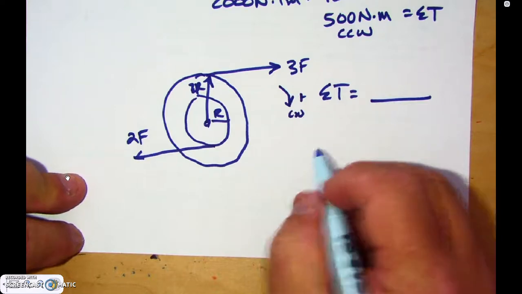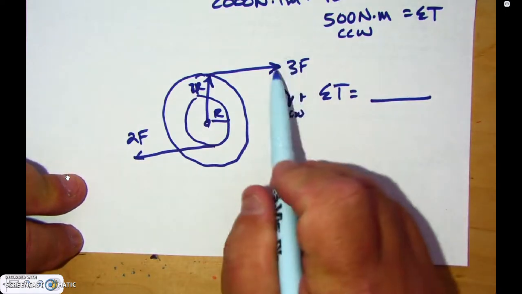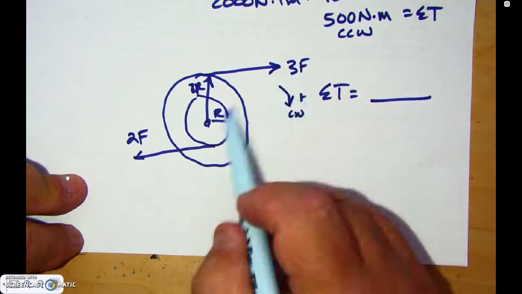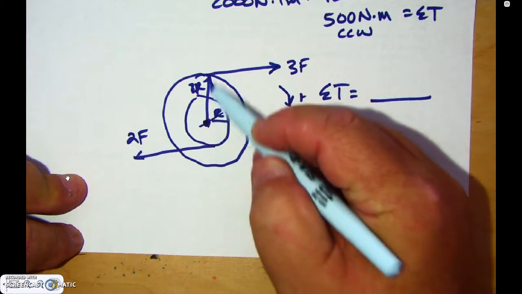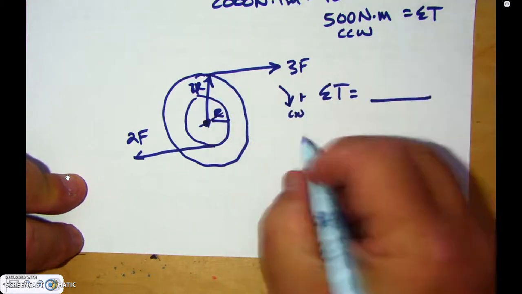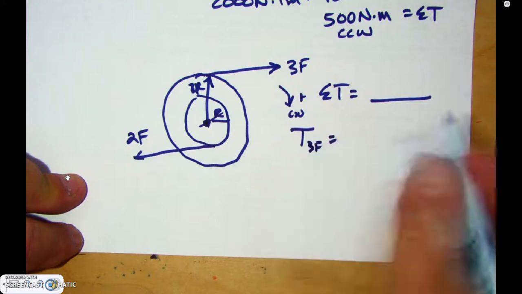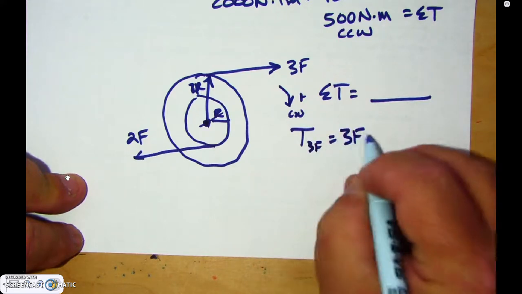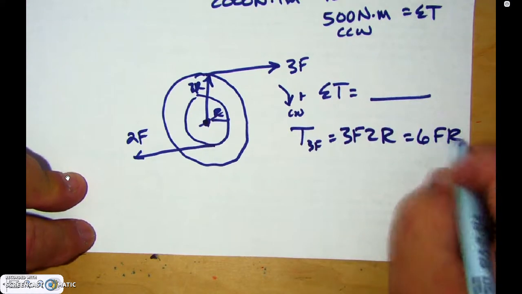So on the clockwise torques, it's going to be the force times the distance away from the pivot point. Well, the pivot point is right here, so the distance is actually 2R. So let's go torque from the 3F is equal to 3F times 2R. So 6FR from the 3F.